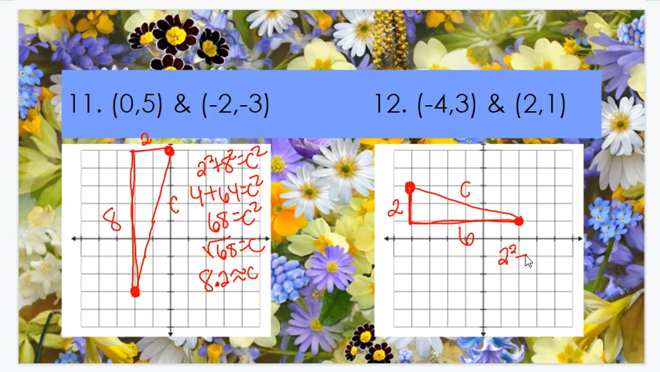So we're going to have 2 squared plus 6 squared equals C squared. So that's 4 plus 36 equals C squared. 36 plus 4 is 40 equals C squared. So the square root of 40 equals C. All right, use your calculator, the square root of 40, and turn it into a decimal. I got 6.32, so it's approximately 6.3. The distance between these 2 points, the hypotenuse, would be about 6.3 units.